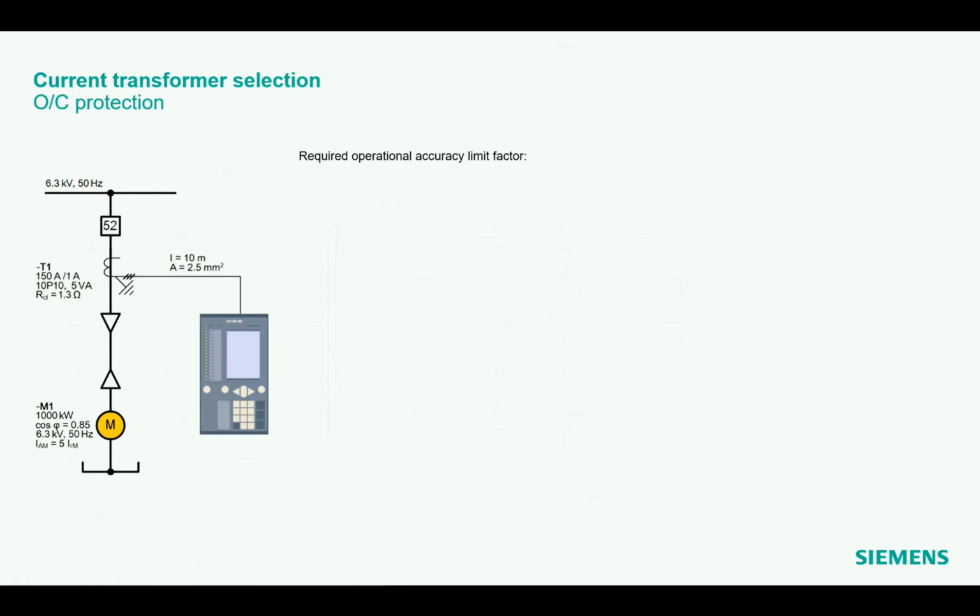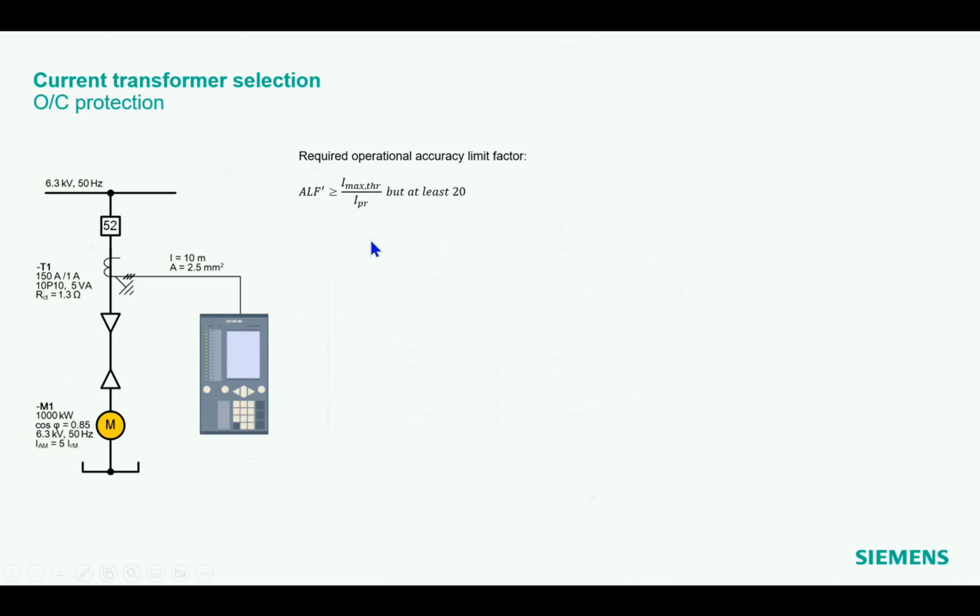My required operational accuracy limit factor is this here, and we saw this in the formula we had before. So I will now go for the P10, P5, P current transformer definition first. Later, I also have an example with the knee point voltage and with the ANSI definition. Okay, so this is my requirement. Now the question is, what is the maximum threshold we have here?